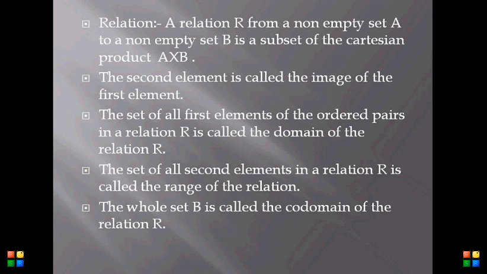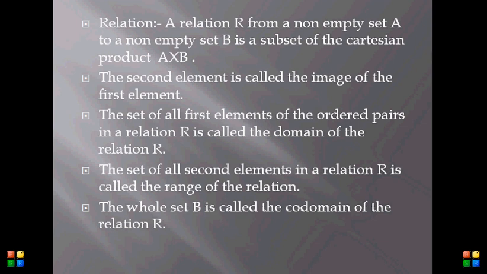Okay, so we start from relation. As you know, a relation R from a non-empty set A to a non-empty set B is a subset of the Cartesian product A cross B. In other words, what is the relation? Relation is a subset of the Cartesian product. In this, the second element is called the image of the first element.